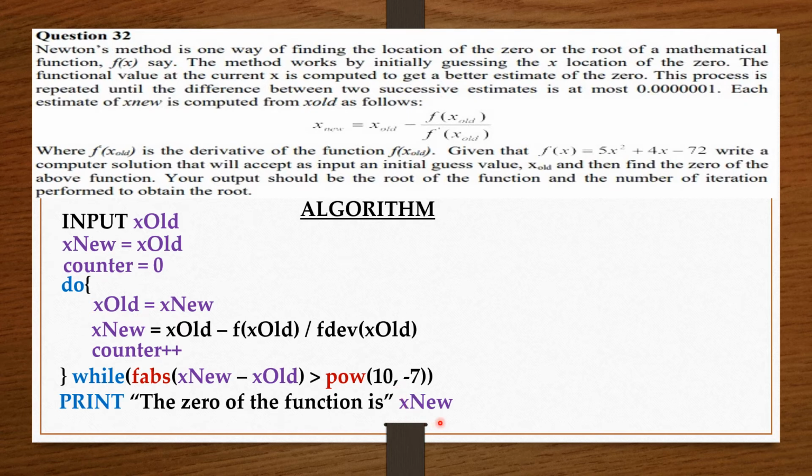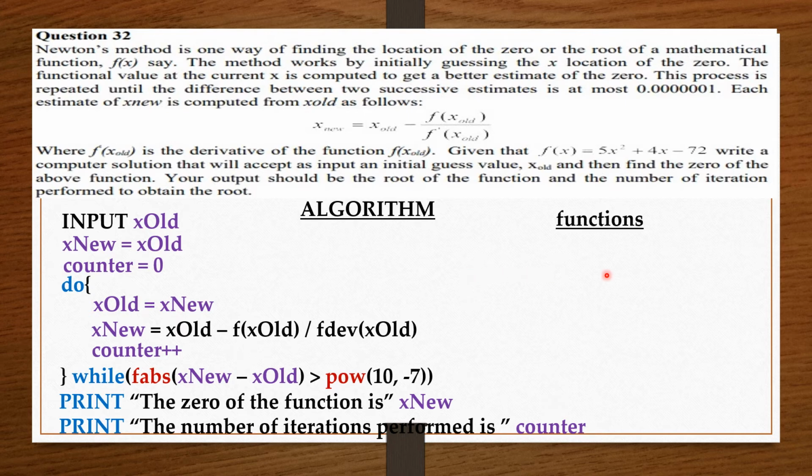And the number of iterations performed, or the number of repetitions, is the counter. You remember we always increase counter by 1. Now you see here that this f of x old and f derivative of x old are functions that have already been defined and have been called in here. So what we are going to do is actually define them somewhere. So we declare them somewhere here.